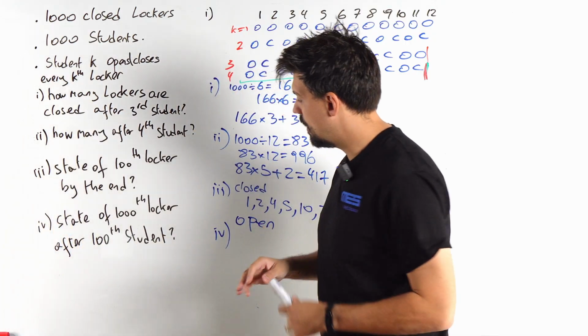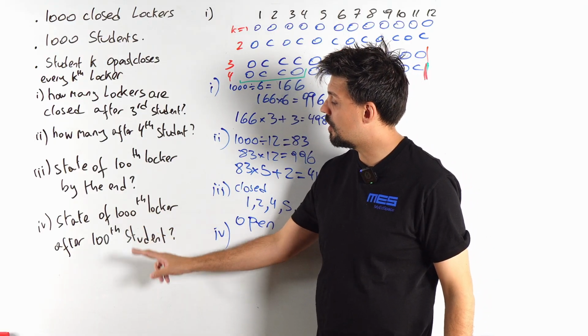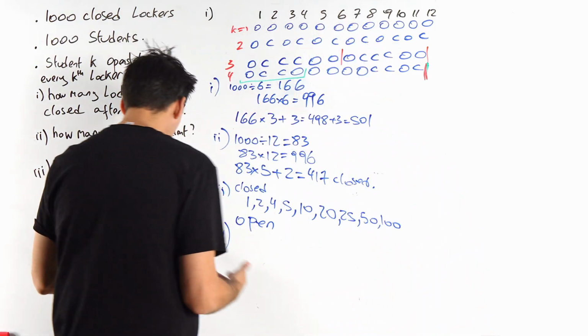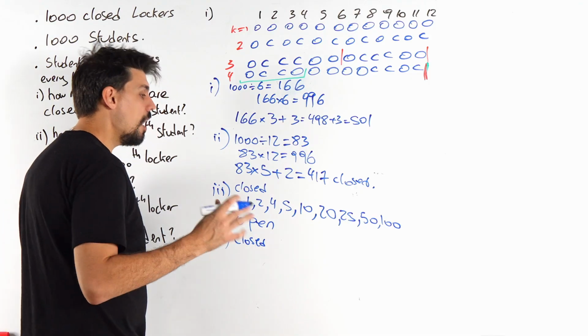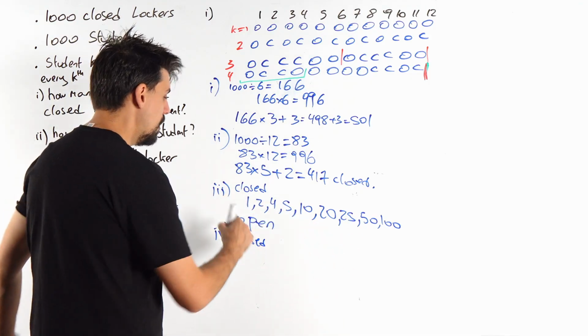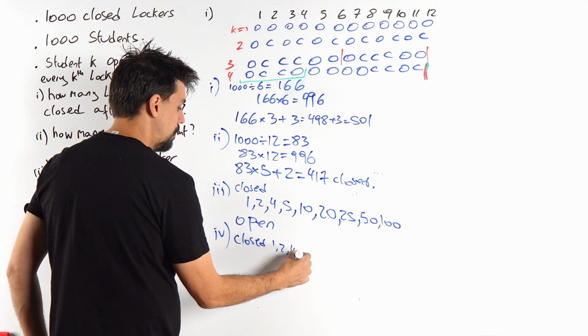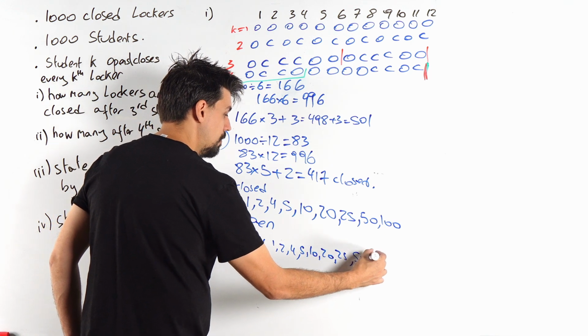And finally, let's do it the other way around. We're going to look at a fixed door, the 1000th locker, but only what's going on after the 100th student. Same game, right? The 1000th locker starts closed. Which students up to the 100th will deal with it? Well, it's all of these, right? 1, 2, 4, 5, 10, 20, 25, 50, 100.